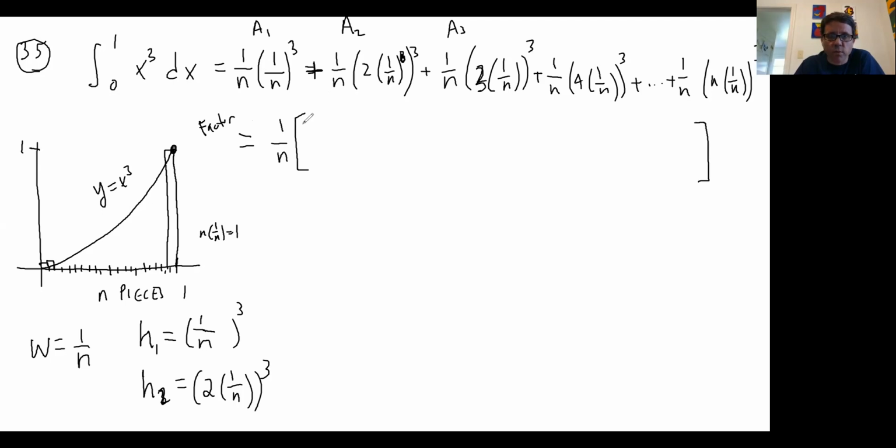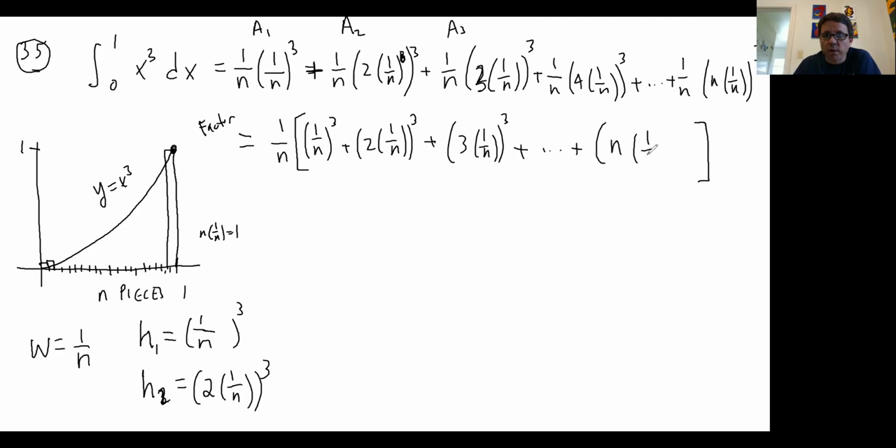And what do I have left? Well, if I factor it out, I'll have 1 over n cubed. That's this term here. If I go to the second one, if I factor this 1 over n out, I'll get 2 copies of 1 over n cubed. And then I'll get 3 copies of 1 over n cubed. And I'll go all the way across, 4, 5, 6, however many I have. The last one will be n copies of 1 over n cubed.